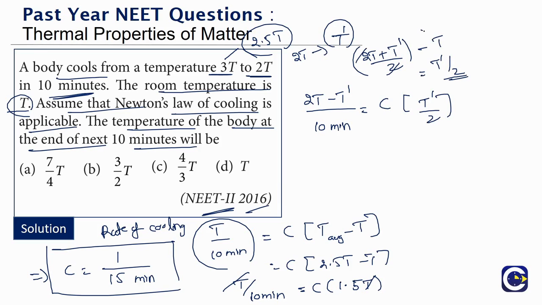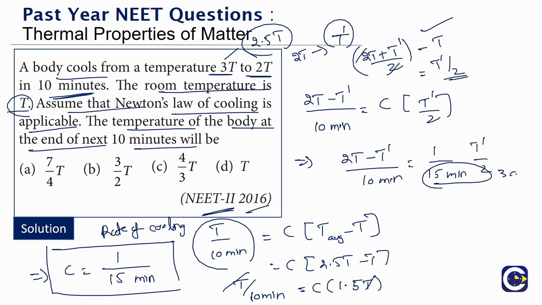So when you subtract the temperature of the surroundings, what do we have? The T will get cancelled. We'll just have T dash by 2. Now here this T dash is what we are asked to find. So look at it. The C value we'll take as 1 by 15 minute, right? Means 2T minus T dash by 10 minute is equal to 1 by 15 minute into T dash by 2. So 15 2s are 30. 10 1s, 10 3s.